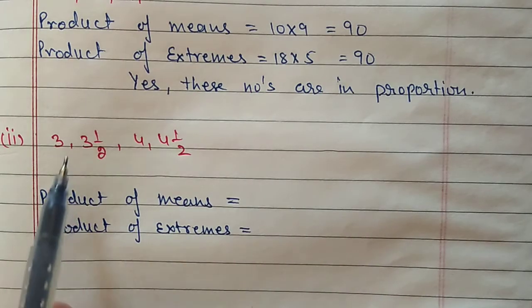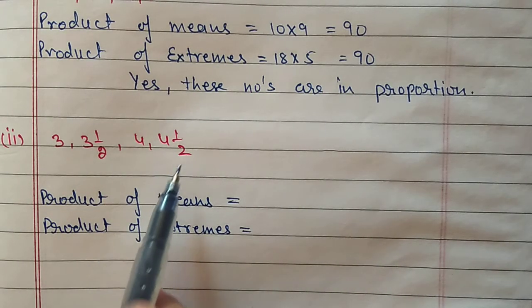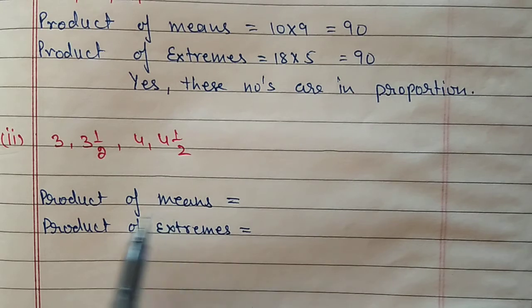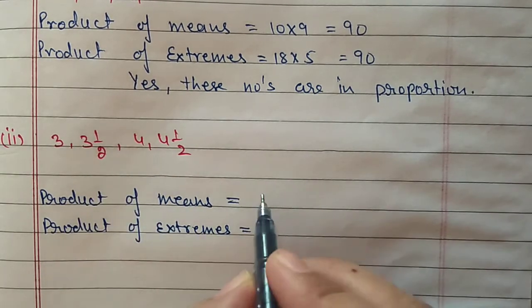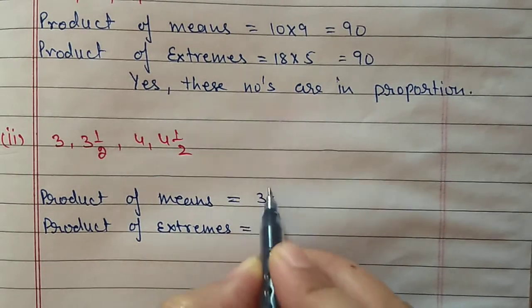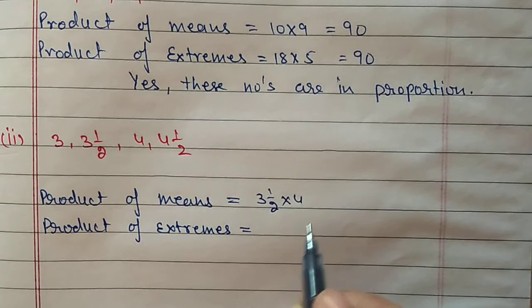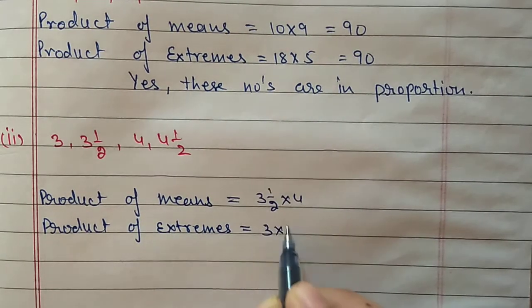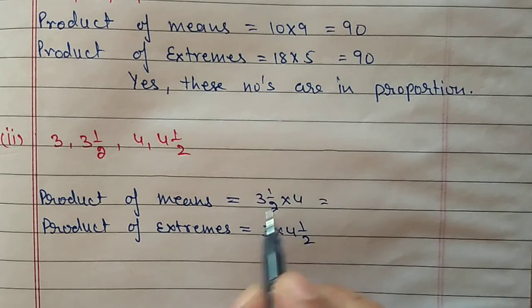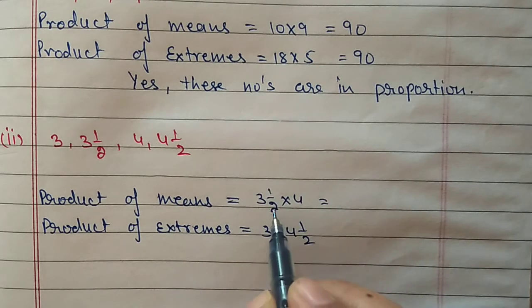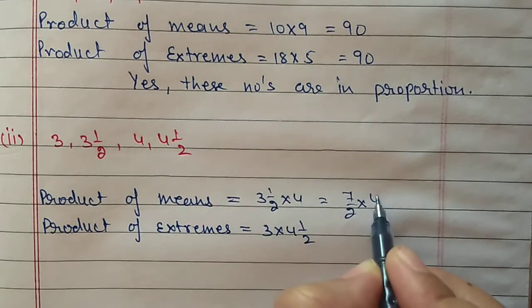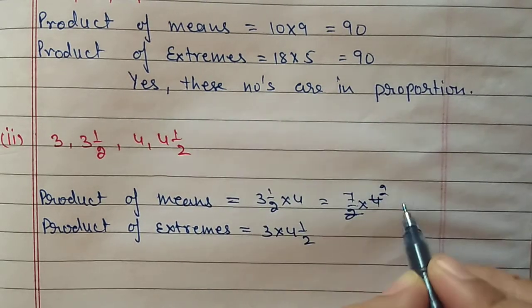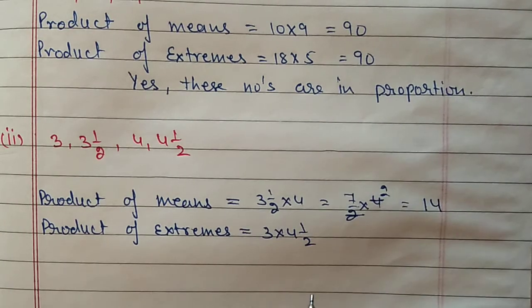Second part, 4 numbers are given. We have to check whether these are in proportion or not. So first we will find out product of means and product of extremes. So mean numbers are here 3 whole number 1 by 2 and 4, and extremes are 3 and 4 whole number 1 by 2. This mixed fraction we change into improper fraction. 3 twos are 6 plus 1, 7 by 2, into 4. So from 2 you can cancel, 7 fours are 14 we will get here.